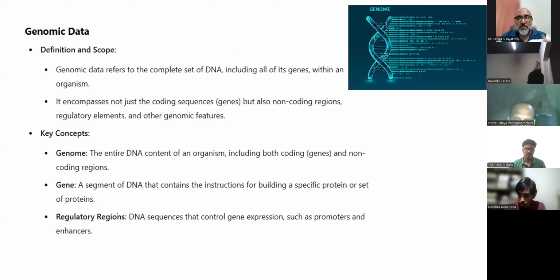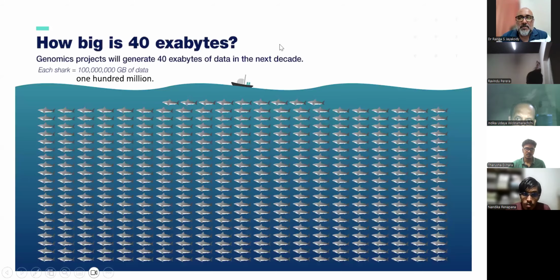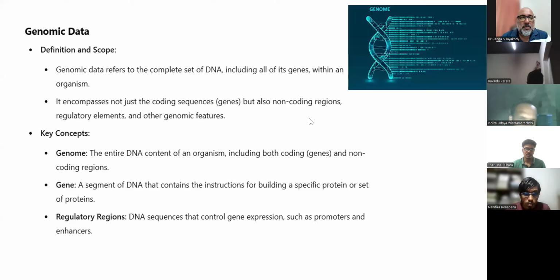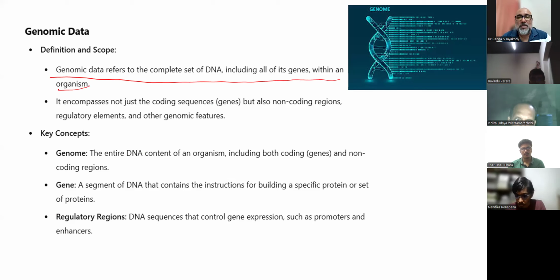So we'll see the genomic data, right? The genomic data refers to the complete set of DNA, including all of its genes, within an organism. So the human genome, we spoke about the Human Genome Project in the last lecture, where the scientists involved in the project looked at the entire set of genes and then mapped it. So that means now we know what gene is responsible for making what protein.